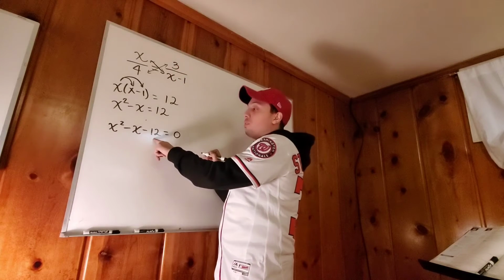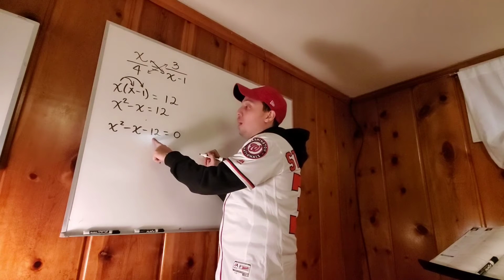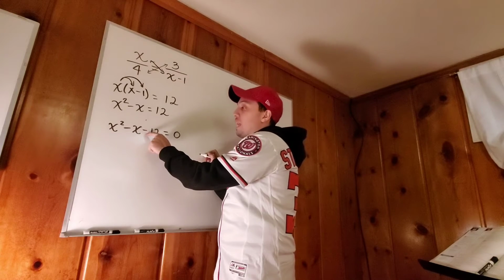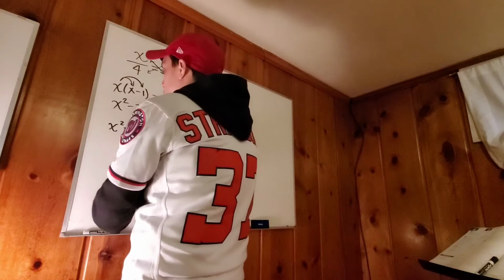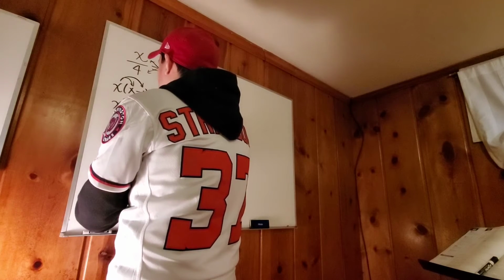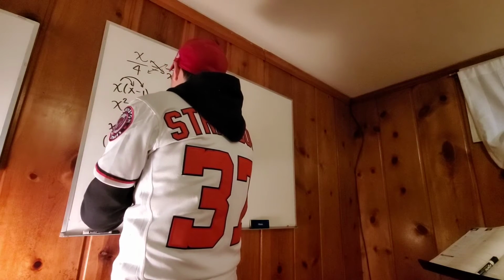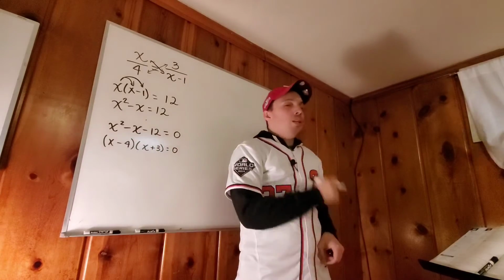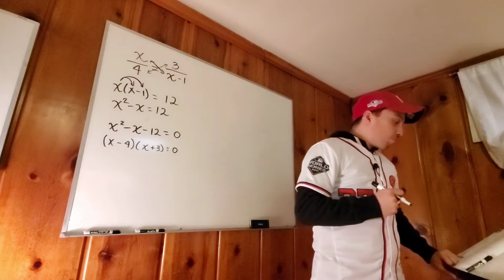Now, negative 12 is going to be, we're going to get this product or this number from multiplying 4 times 3. Negative 4 times positive 3, so that it is negative, and in here we get the negative. So it's going to be x minus 4, x plus 3. That's going to actually give us that. You need to become really quick at factoring just like that.